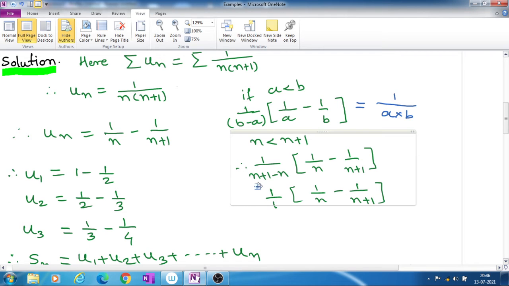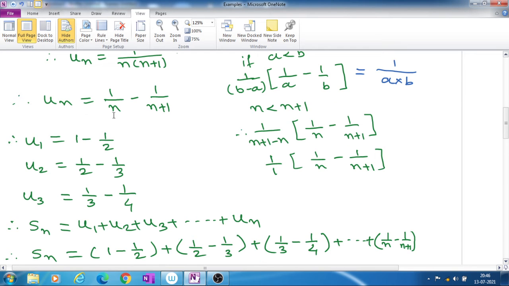So 1 upon (n+1 minus n) becomes only 1. So 1 into bracket 1 upon n minus 1 upon n plus 1. So here we have written that this is equal to 1 upon n minus 1 upon n plus 1. Now by separating this, you can see this is the nth term. That means for the first term, n is equal to 1. Put here n is equal to 1.